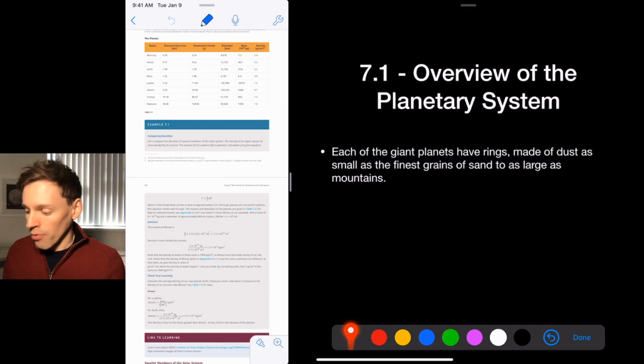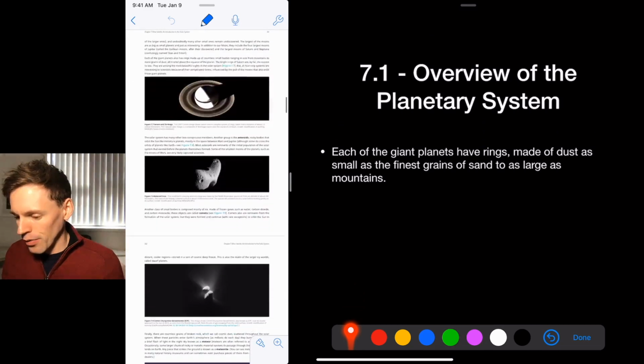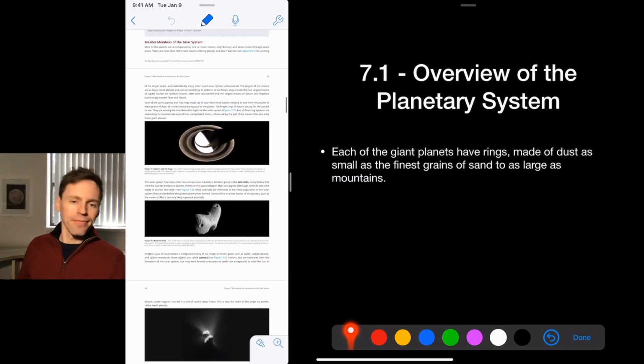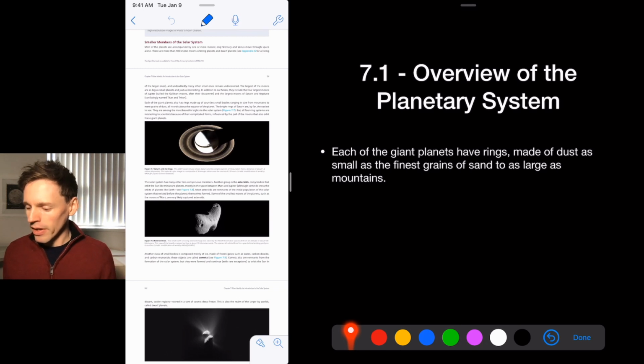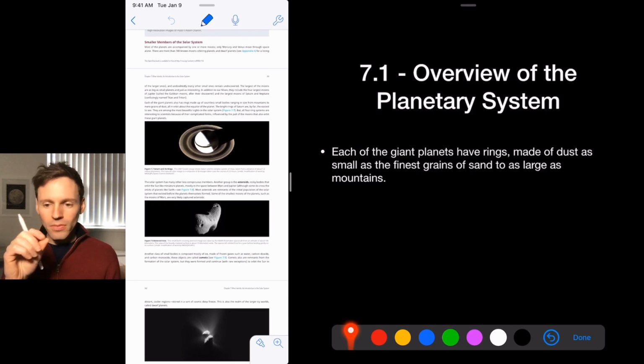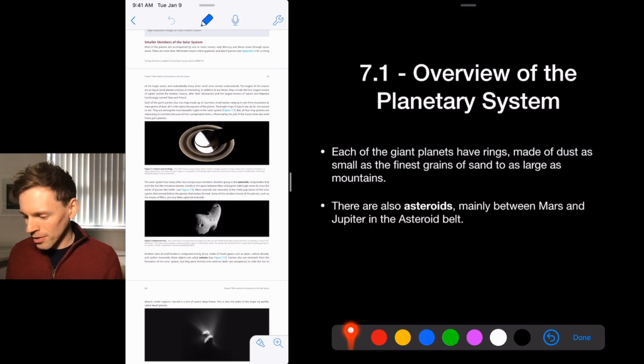Each of the giant planets has rings. You may have known that. Saturn obviously has rings, but so do all the other giant planets. Jupiter has a tiny ring system. Uranus and Neptune have big ring systems, but they're just faint. You can't see them as well. They are made of grains of really fine dust up to big chunks, floating around.